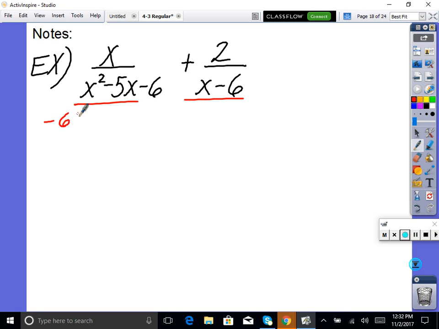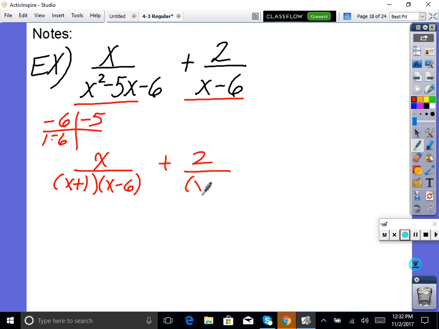What multiplies to be negative 6 and adds up to be negative 5? 1 times negative 6. Correct. Rewrite this problem. Here we go. We're looking at x over (x plus 1)(x minus 6) plus 2 over x minus 6. What's already in common? X minus 6. So what do we need to multiply by?